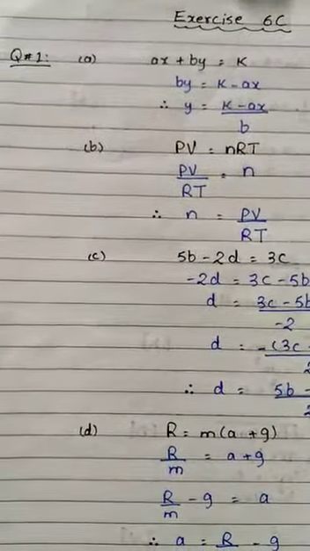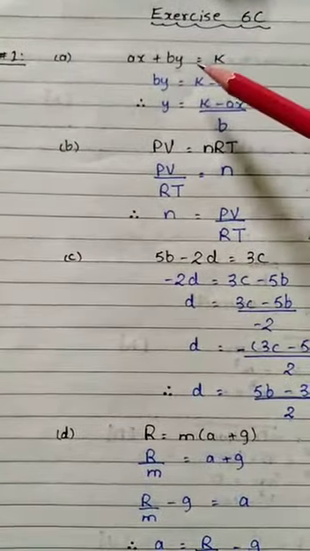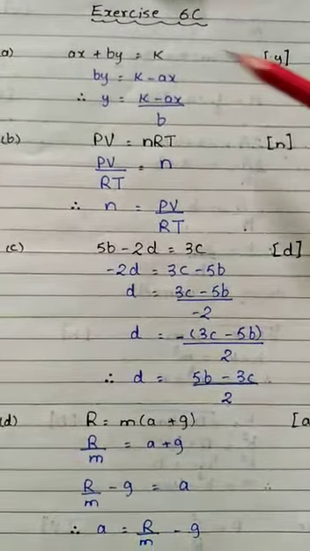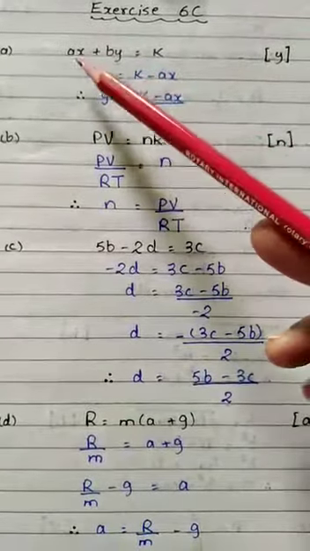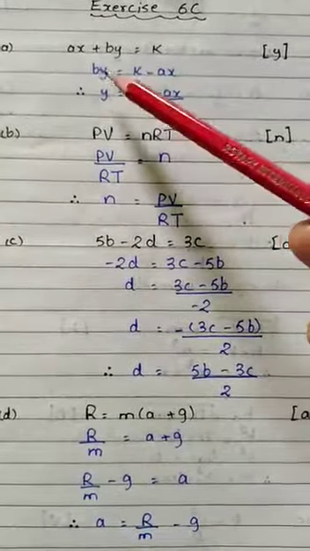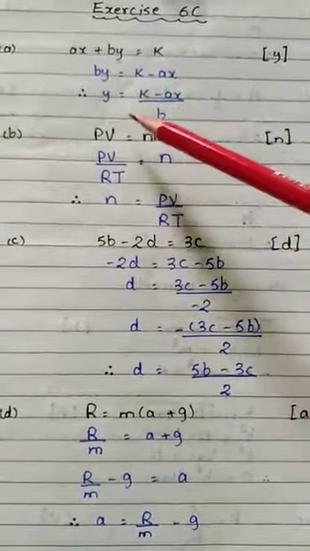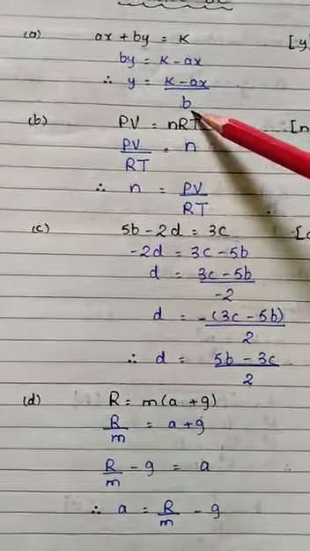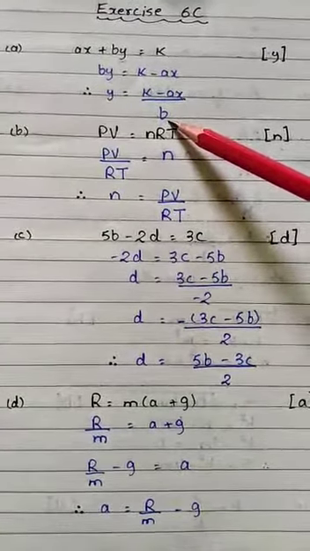So this is question number 1 part A. The equation is ax plus by is equal to k and the subject is y. So by is equal to k minus ax, since ax becomes negative on the other side, and then b will be divided on the other side. So the equation becomes y is equal to k minus ax over b. This is part A. Clear?